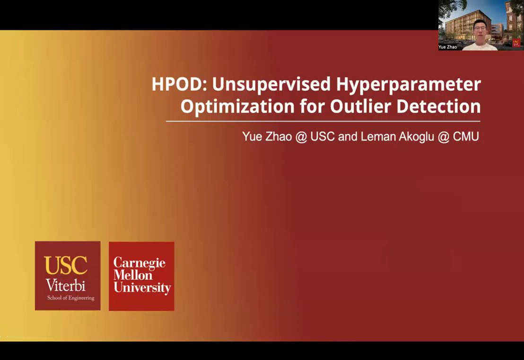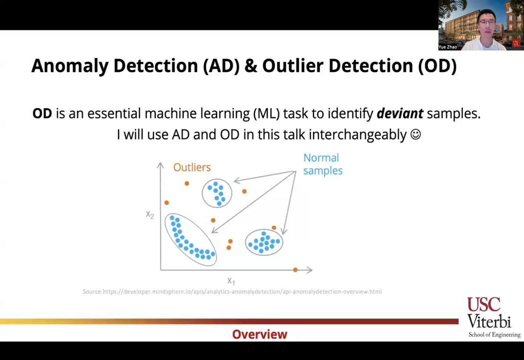Hello, everyone. It is a great honor to present this paper we did between USC and Carnegie Mellon. It's called HPOD: Unsupervised Hyperparameter Tuning, or Hyperparameter Optimization, for Outlier Detection. It's joint work between myself and Leman Akoglu, my advisor at CMU.